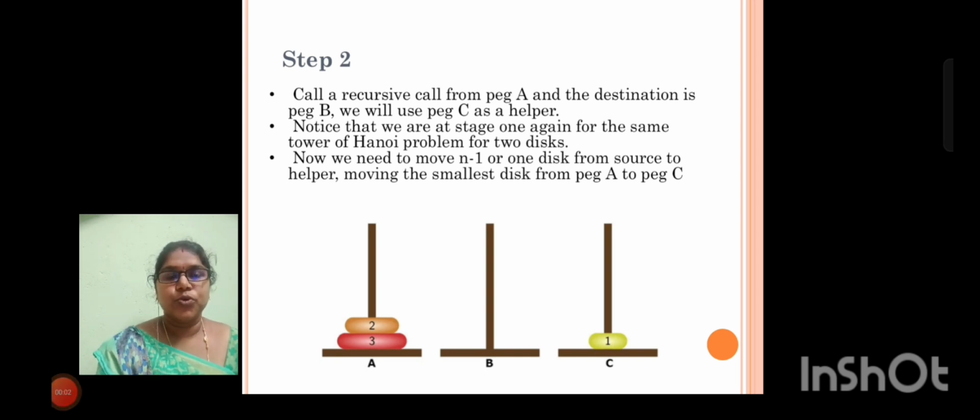In step 2, we are calling the recursive function. There are n disks in peg A. We need to move the disks from peg A to peg C. In the recursive call, we are considering C as the helper and B as the destination. So we need to move the disks from A to B, and for this purpose we are using C as the helper peg. At this stage, we are moving the n-1 disks from A to B. Then we will move from B to C.